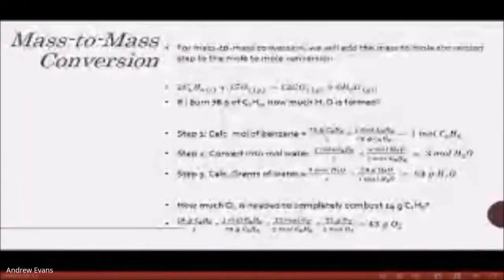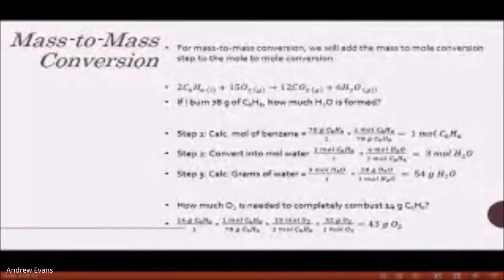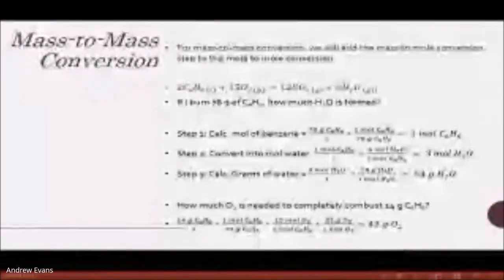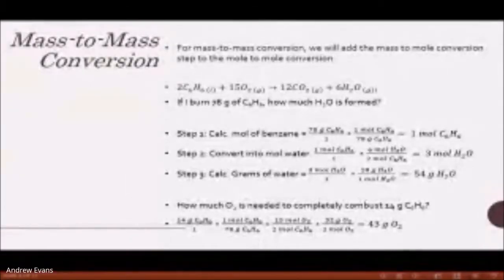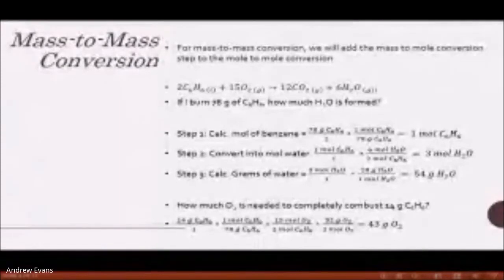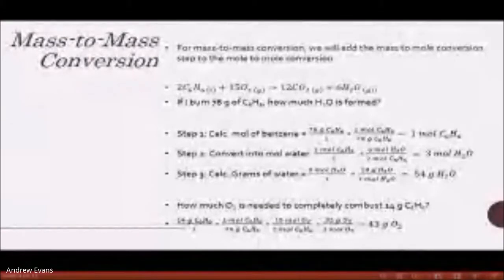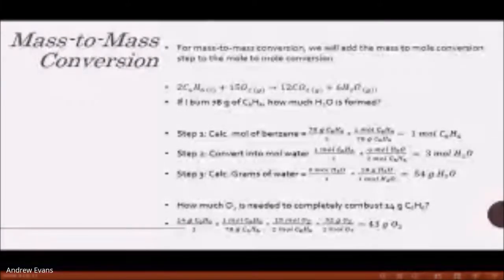Where we will eventually take this, and we've jumped right in, is go from mass to mass. So if I have so much benzene burning, what's the mass of water formed? We're going to turn mass of reactant 1 into mass of reactant 2, or mass of reactant 1 into mass of product 2, or product 1. And so from this, we will always go through a mole-to-mole conversion. In order to go from mass to mass, we always have to go through moles.